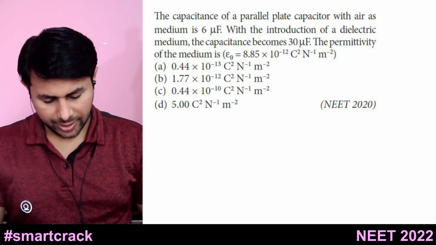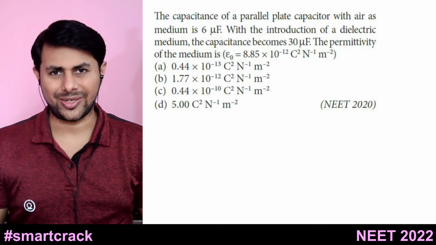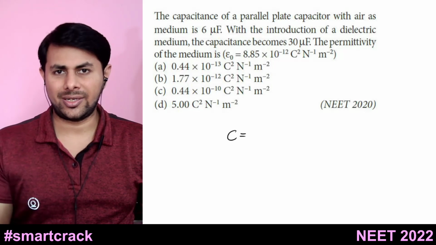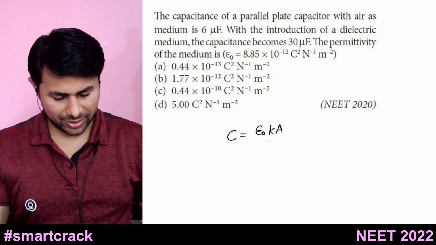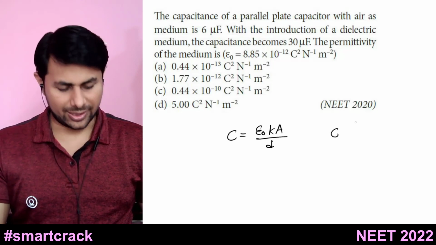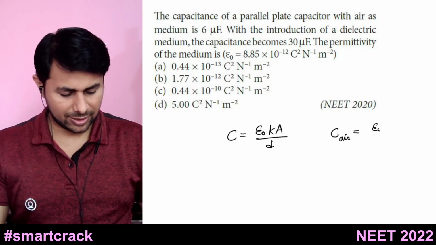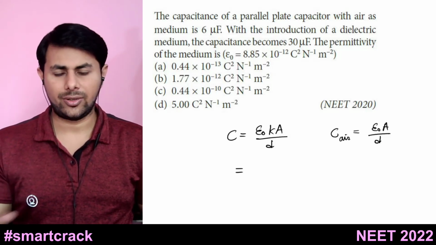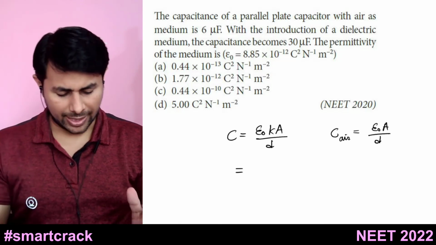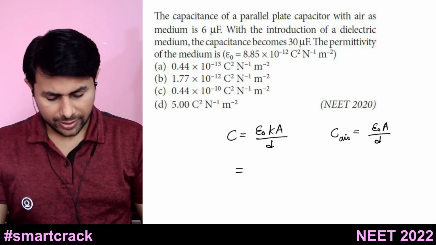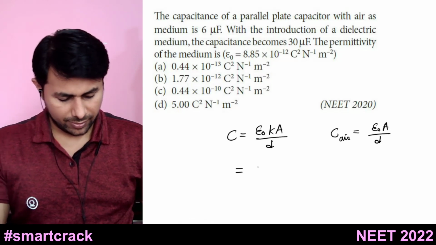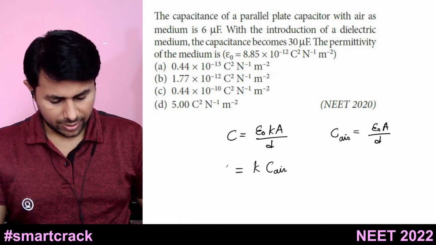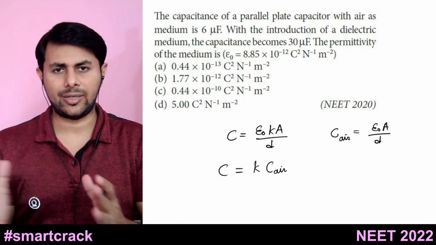The permittivity of the medium is, this is a very simple question. Capacitance with the dielectric is epsilon naught K A upon D. Capacitance without dielectric, if there is just air, is epsilon naught A over D. So the capacitance of a parallel plate capacitor with dielectric is K times the capacitance of a parallel plate capacitor with just air in between the two plates.